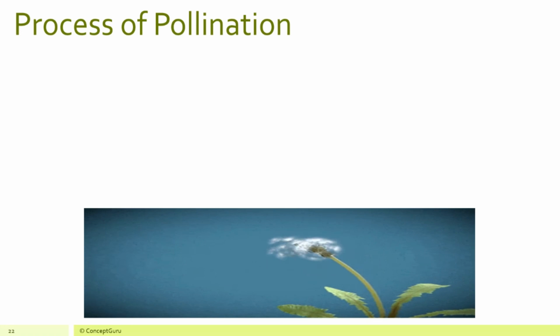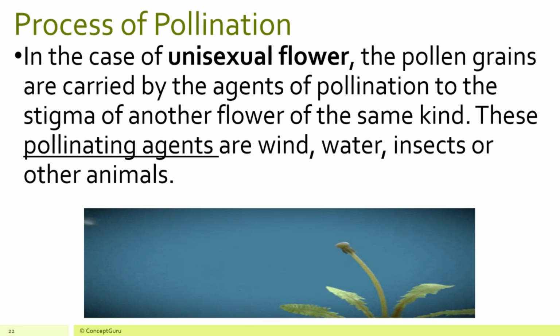In case of a unisexual flower, the pollen grains are carried by the agents of pollination to the stigma of another flower of the same kind. These pollinating agents are wind, water, insects, or other animals.